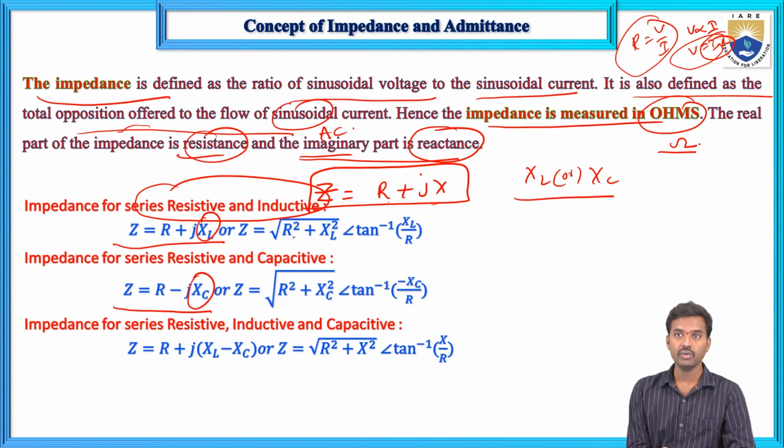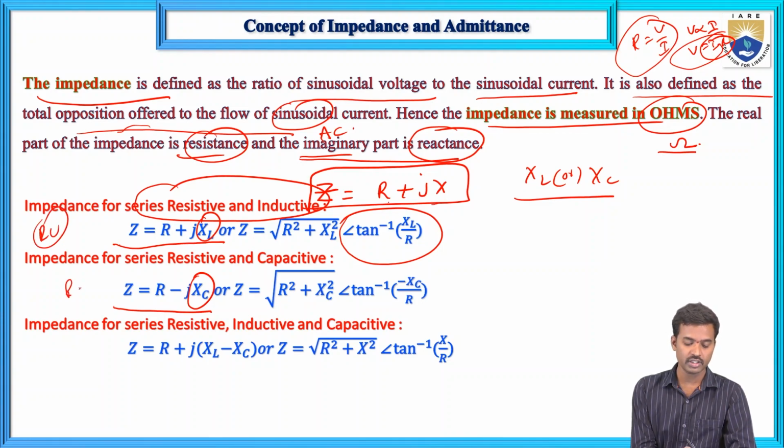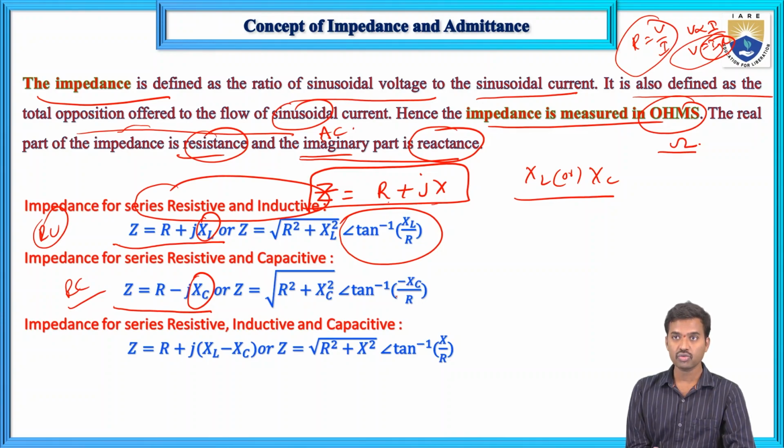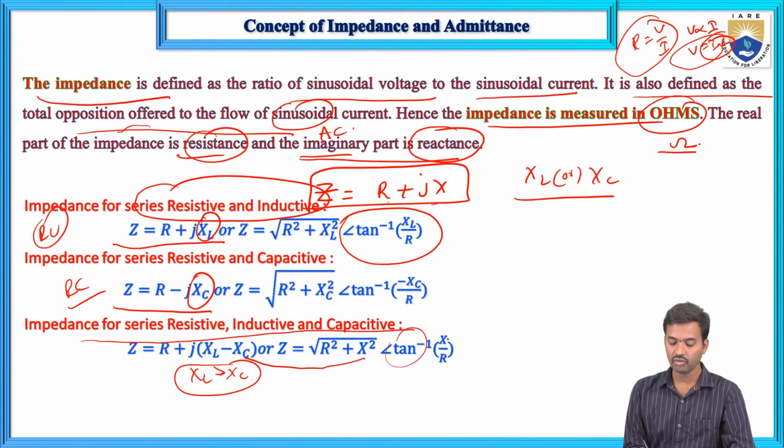If you take the magnitude, Z equals square root of R square plus XL square, and the angle equals tan inverse XL by R. In the same way, this is for the RL circuit and this is for the RC circuit: square root of R square plus X square at an angle of tan inverse of minus XC by R. For the resistor, inductor, capacitor case, Z equals R plus j(XL minus XC) if XL is greater than XC, and Z equals square root of R square plus X square, where X is XL minus XC, and the angle is tan inverse X by R. If XC is greater than XL, you can substitute XC minus XL here.